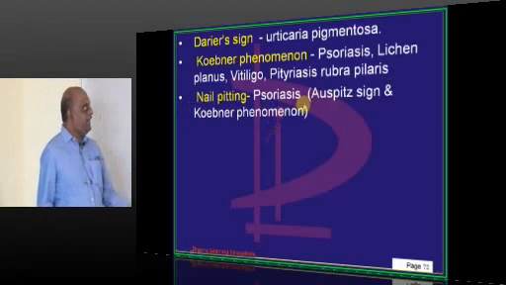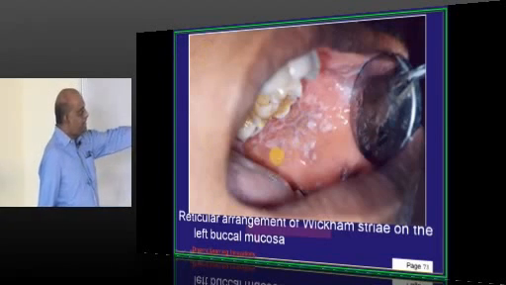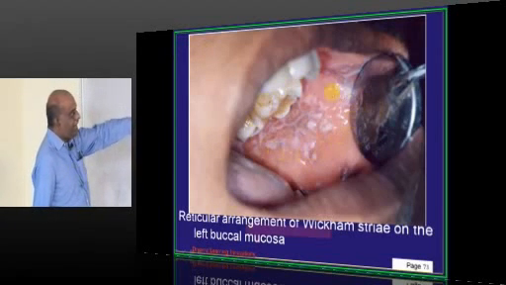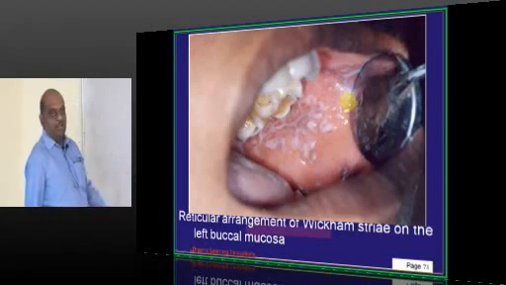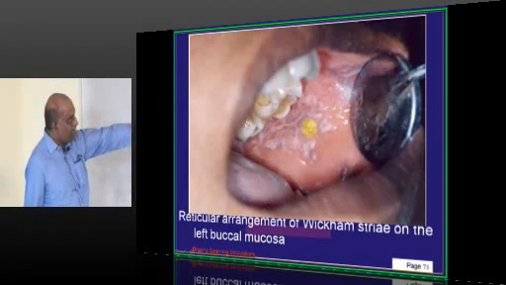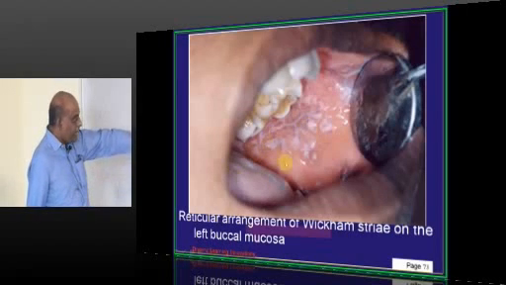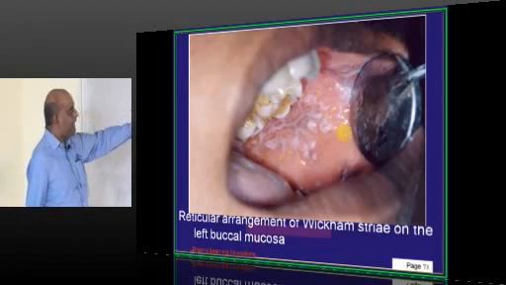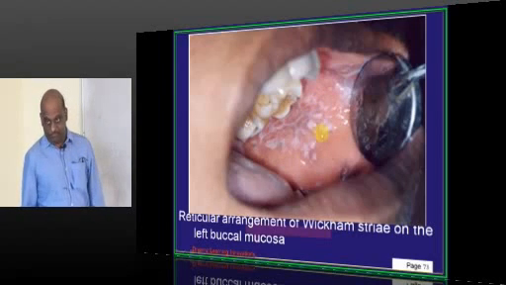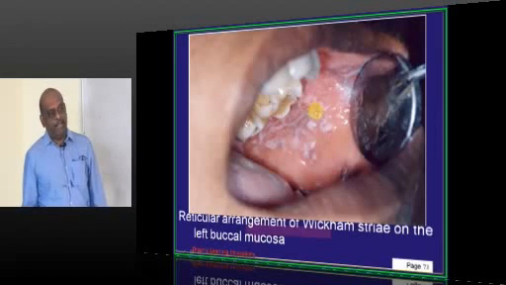Then nail pitting, where do you see it? In case of psoriasis. Then what is this reticular network-like arrangement called, Wickham striae? Which location are we showing you? Buccal mucosa, right? So it is the left buccal mucosa. It's called lichen planus, with Wickham's striae.